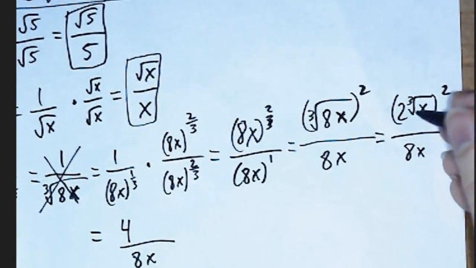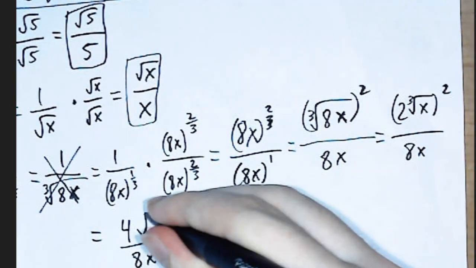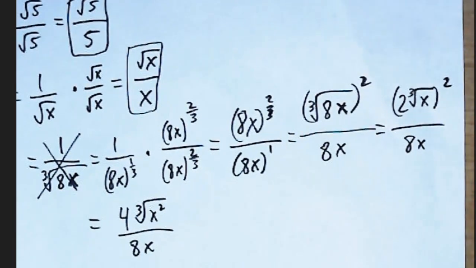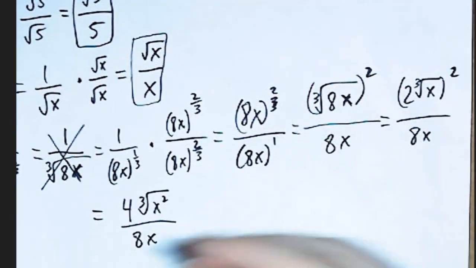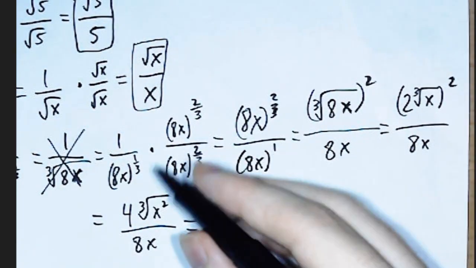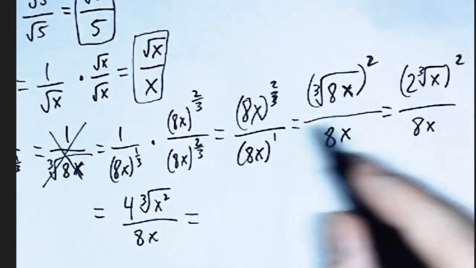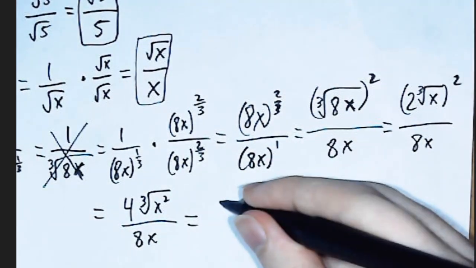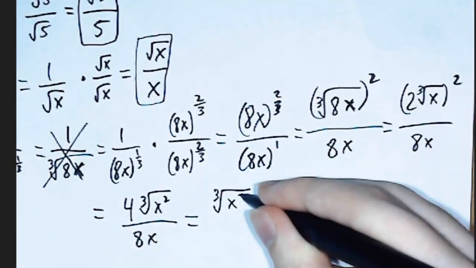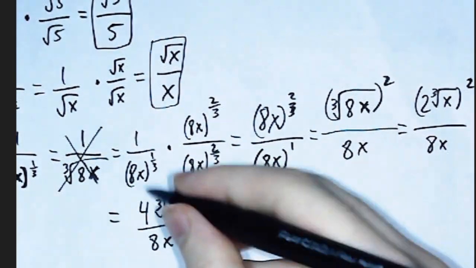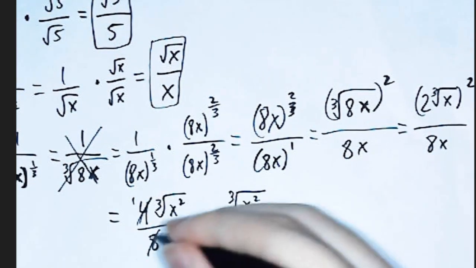And the cube root of x, all of it squared. We can rewrite it with the exponent underneath. And here we have a fraction that we can simplify. So this is going to leave me with 4 over 8 simplifies to 1 over 2. So that's going to give me the cube root of x squared over 2x, because this simplifies to 1, and this simplifies to 2.